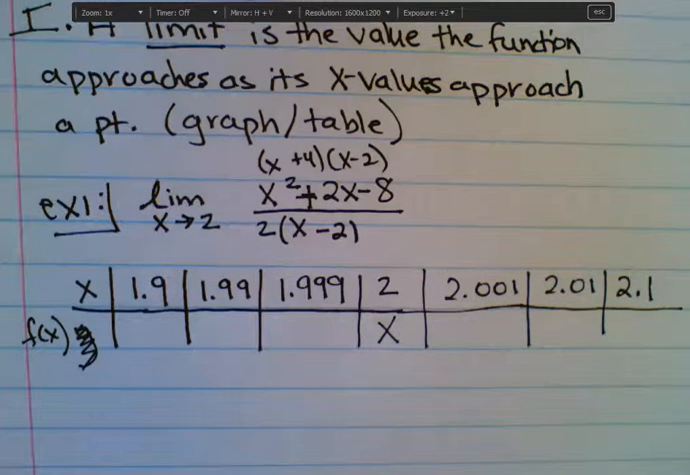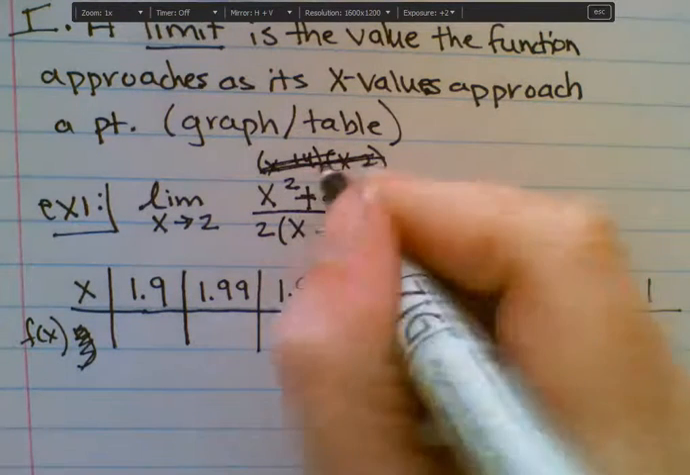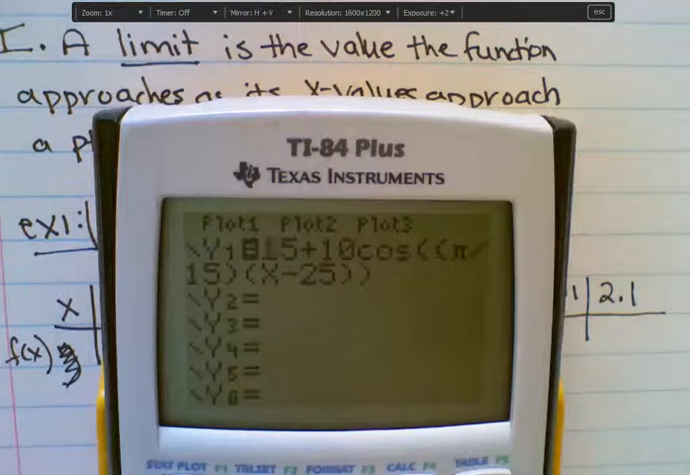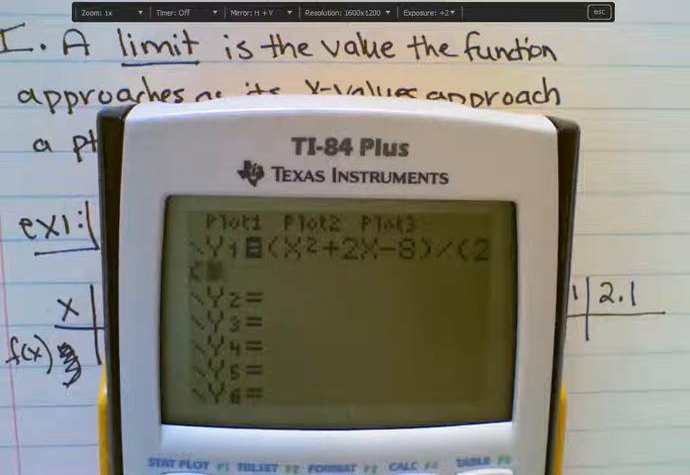You know what? Leave it as the original one. I'm just going to cross this out because that was just kind of a side note. It shouldn't matter if you put it in factored form. Either way, it should work out for you. All right, so I'm going to put it into y equals here, and I'm going to have x squared plus 2x minus 8 divided by 2 in parentheses. Guys, make sure you're using your parentheses correctly.